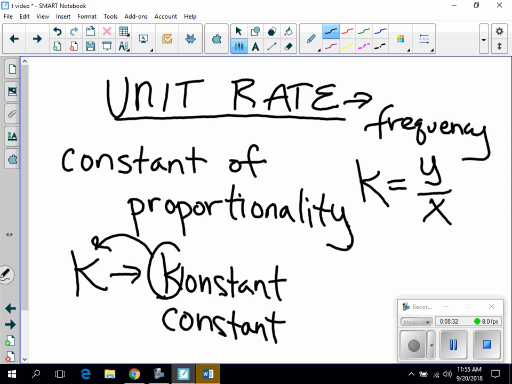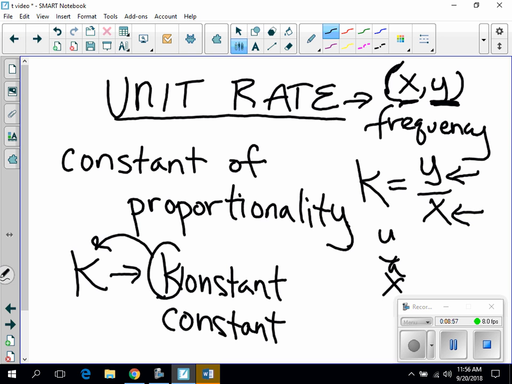Some kids get confused because a coordinate has an x first and then it has the y after that, but in the equation, the y is first and then the x is second. Sometimes in class, I'll just say the word that I made up, yaks, to try to remember it. It's y over x. You need y and then x, yaks. So that's the formula for unit rate.